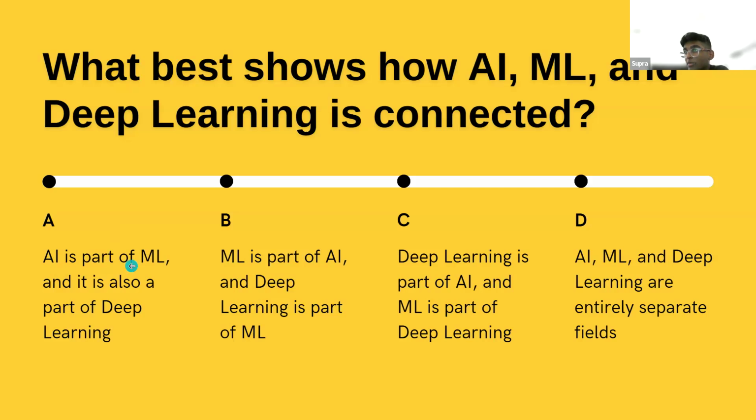Here it says AI is a part of ML, which is completely wrong. AI, ML, and deep learning are entirely separate fields. This is also wrong. They're all connected. Deep learning technically is a part of AI, but ML is not a part of deep learning. It's the other way around. So B would be your answer.